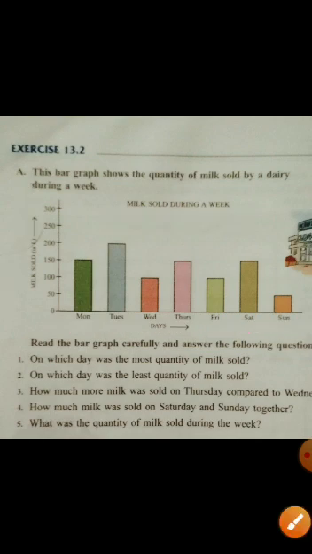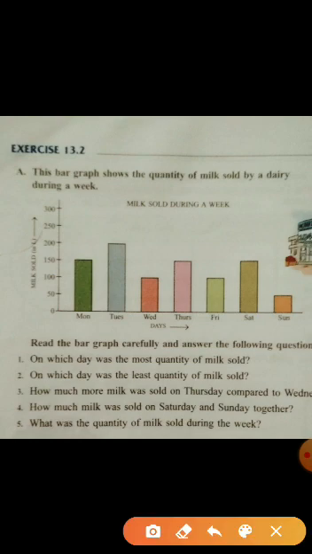On the x-axis, the days are given from Monday to Sunday. And on the y-axis, quantity of milk sold is given in liter. You have to observe this graph carefully and answer the questions given below. Now let's discuss the questions of this bar graph. The first question is, on which day was the most quantity of milk sold?